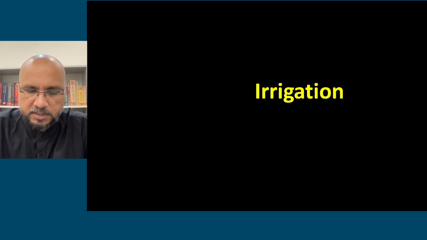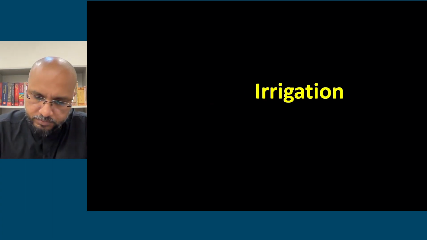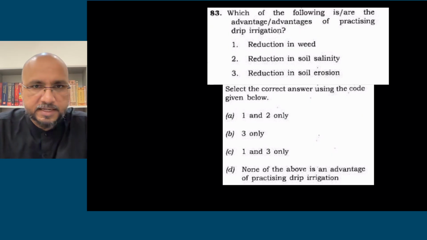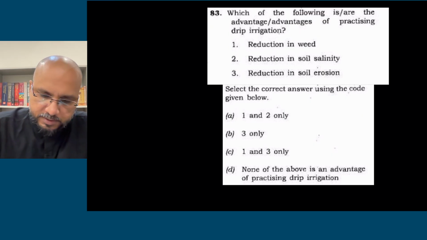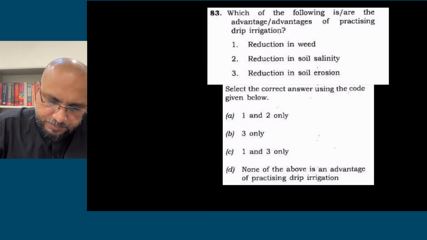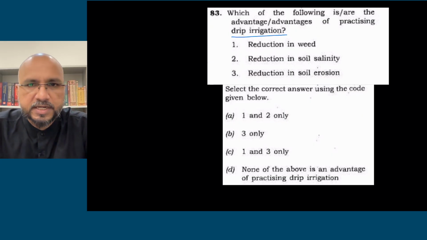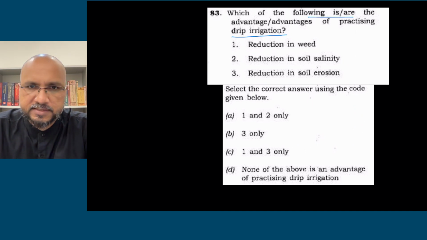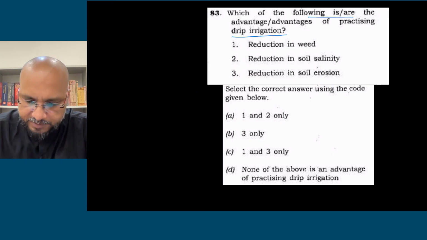So let us first start with a Prelims PYQ. This was asked in Prelims, and this is regarding micro irrigation, drip irrigation. They are asking what are the advantages. Which of the following are the advantage or advantages of practicing drip irrigation? They will give you a few statements and you have to pick the correct one.